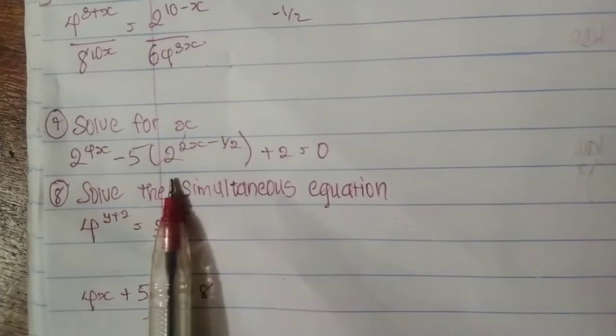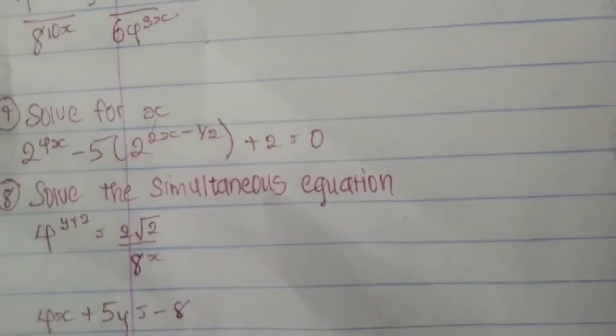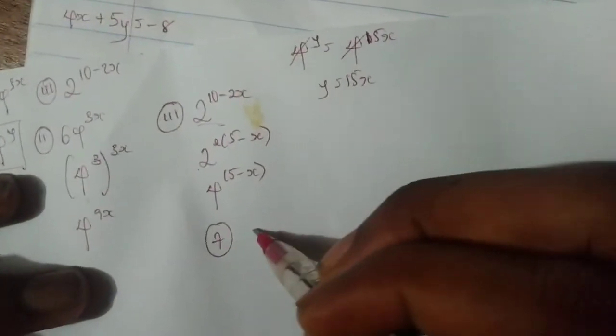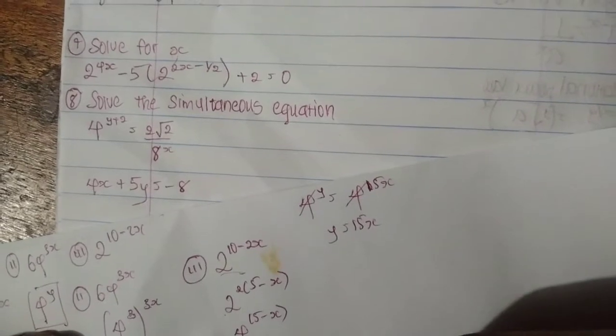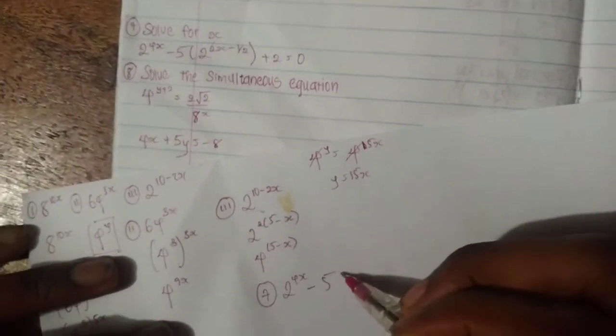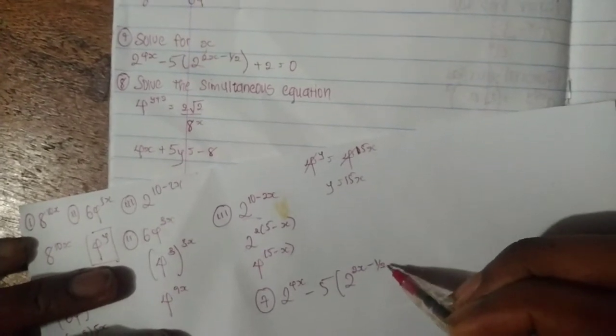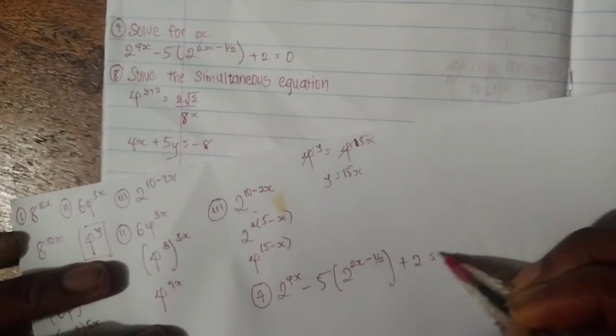So it's time to solve for number 7. Let me write out the question. Number 7: 2 to the power of 4x minus 5 bracket 2 to the power of 2x minus 1 all over 2, plus 2 is equal to 0.